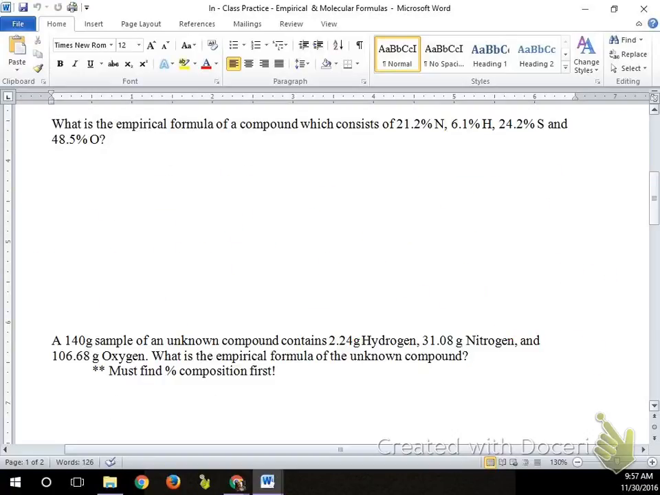Now we have 4 elements instead of just 2. Does that change the process? No, same process, just a little bit more work. So you can go ahead and try this one on your own if you want. I'm still going to work it up on the board if you get stuck. Please ask questions if you need that.